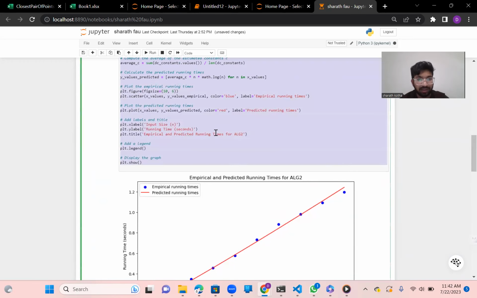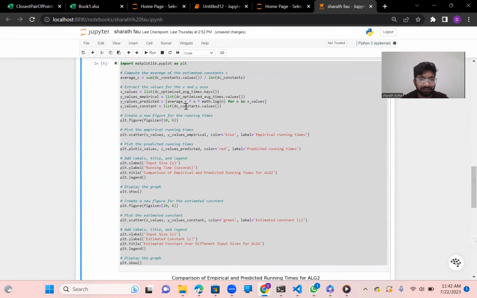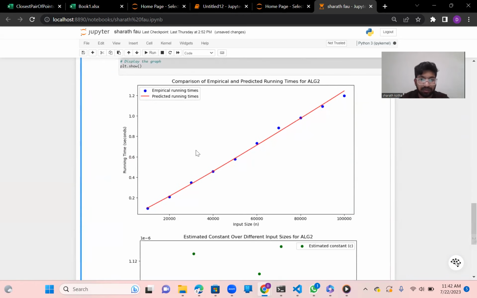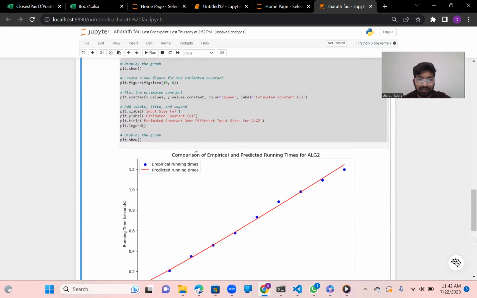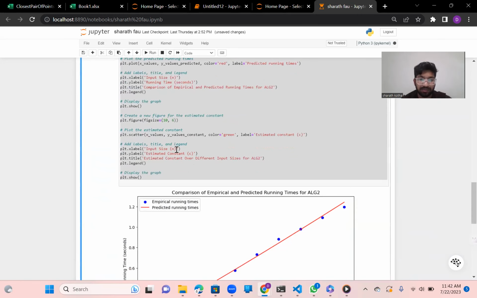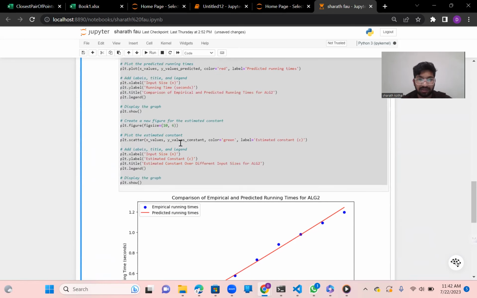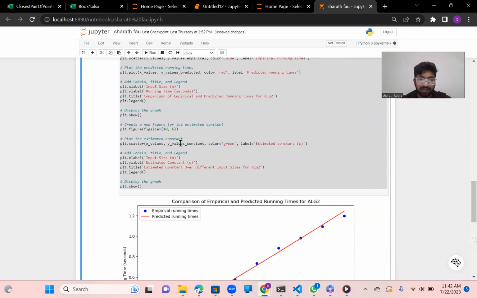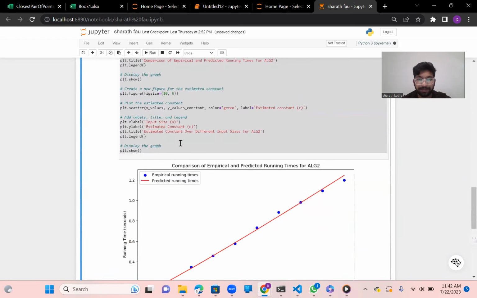And now let's see the graph. Let's run the graph. So now onto the experiments. We have run experiment brute force and run experiment divide and conquer, which run these algorithms with different input sizes and record the running times.